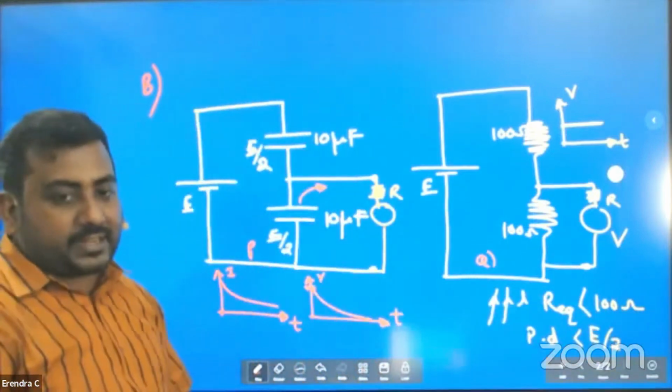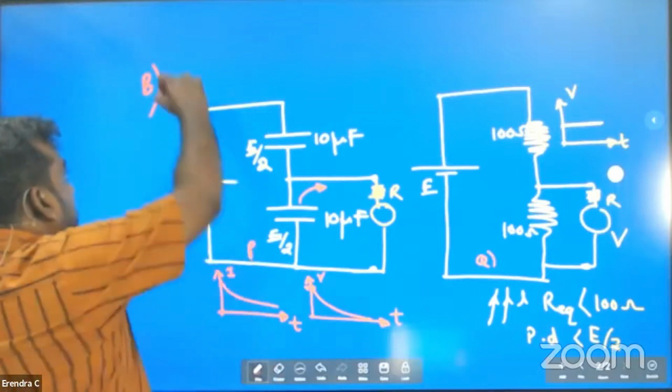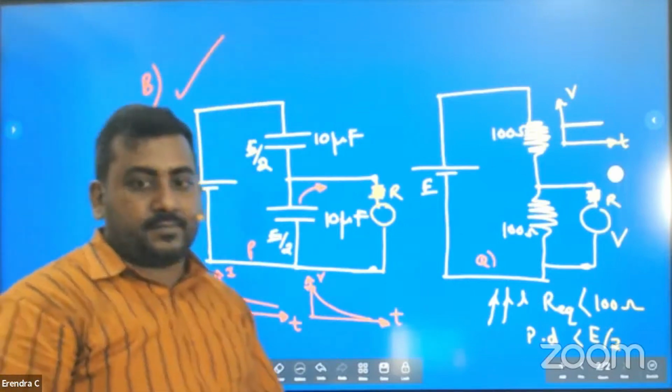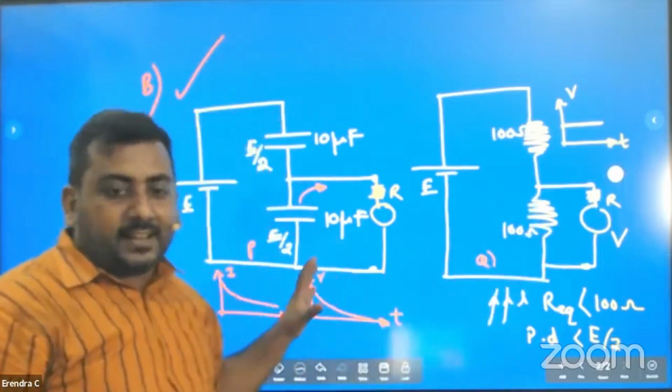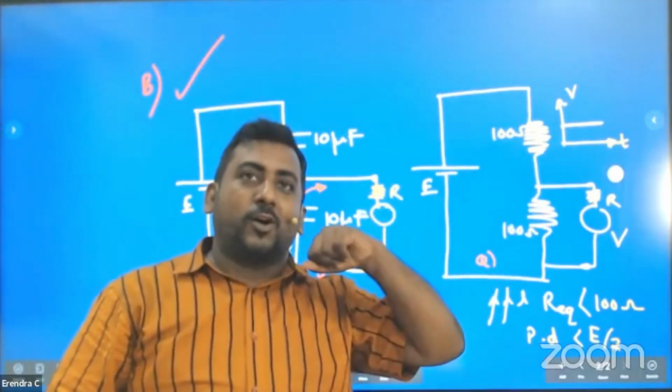Statement B is also correct. So B statement is correct. That's the circuit. This is the idea. Okay. Now, in any review book, it's not taught like this.